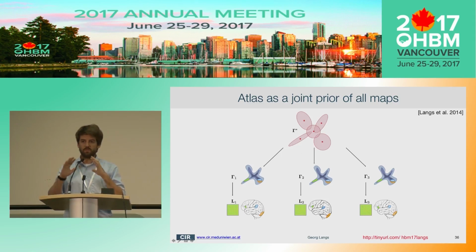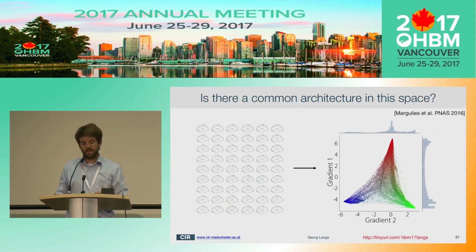So we can create one model of this point cloud and learn it based on evidence from multiple individuals. And that gives us, on the one hand, a population-level representation of this connectivity structure, and on the other hand, a means of transferring information from one subject to the other. And so there is very nice work by Daniel Margulies and his colleagues who did that on a very large population.